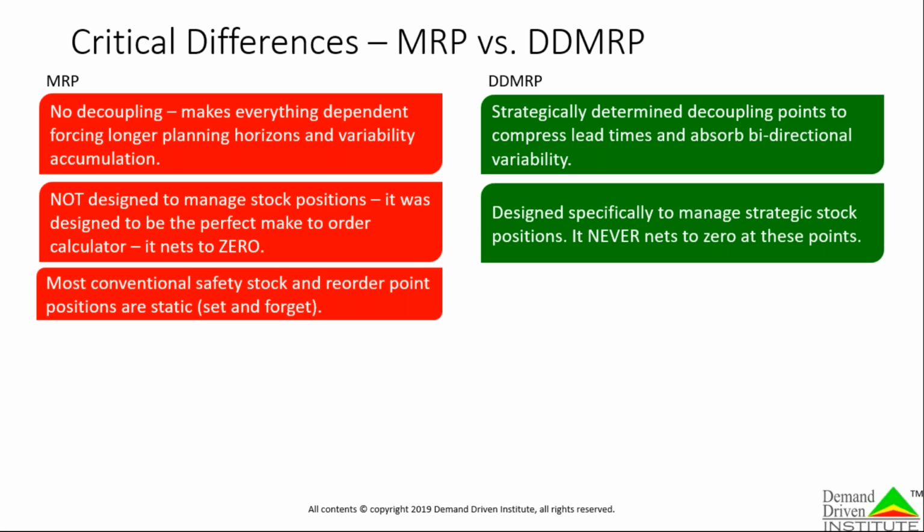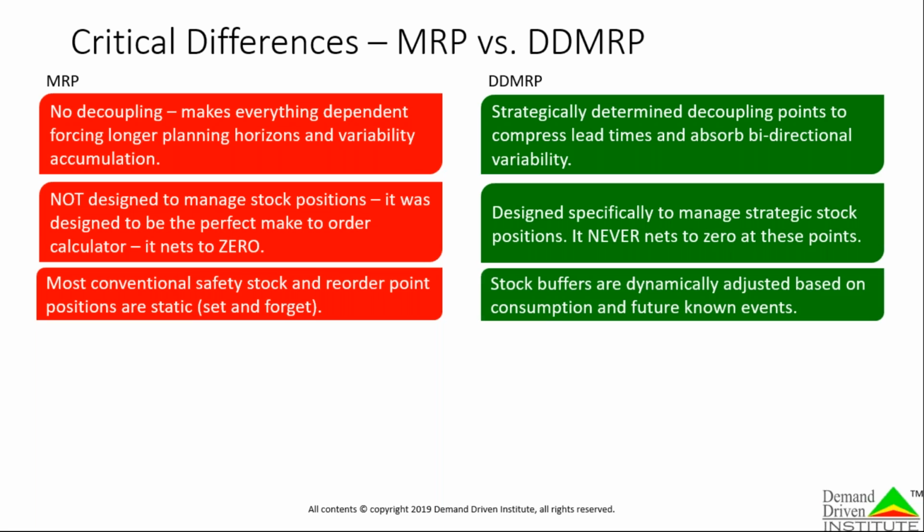In MRP, most conventional safety stock and reorder point positions are static; set it and forget it. What DDMRP designs in its stock buffers is they're dynamically adjusting all the time based upon past performance and/or based upon anticipated future known events.